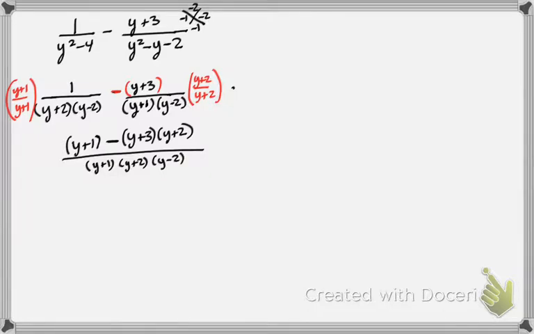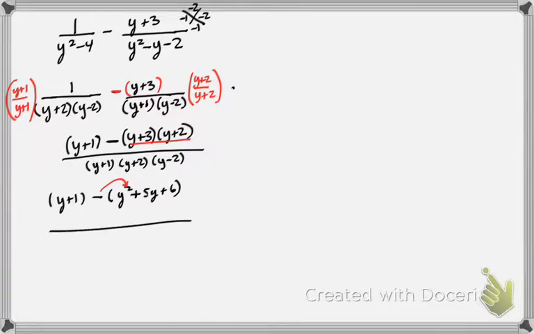I have two things to do. We have to FOIL this. So just that part, I'm going to get a y plus 1, minus, and when I FOIL that, I get y squared plus 5y plus 6. Now I'm not going to factor the negative yet. You have to still distribute it.